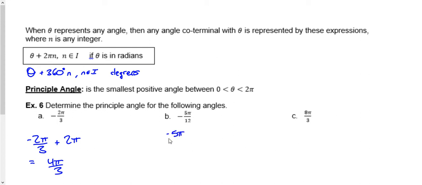So we're going to start off with our negative 5 pi over 12, add on our extra 2 pi there. We're trying to find a positive answer, of course. This is now 19 pi over 12.